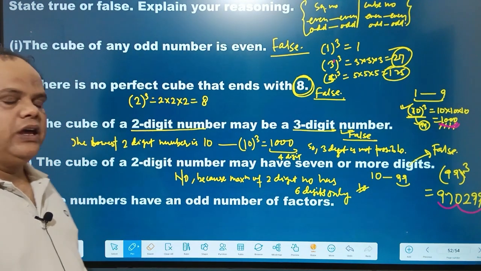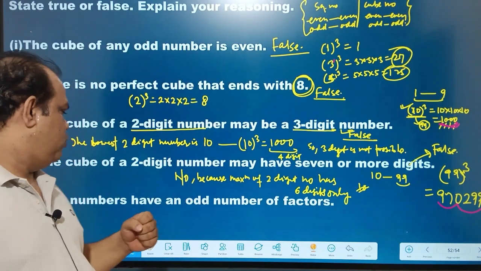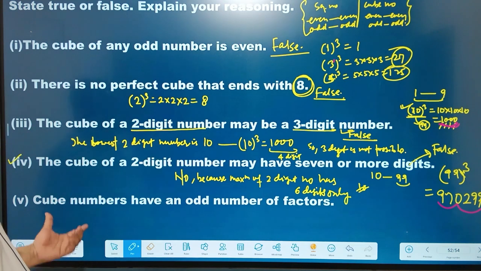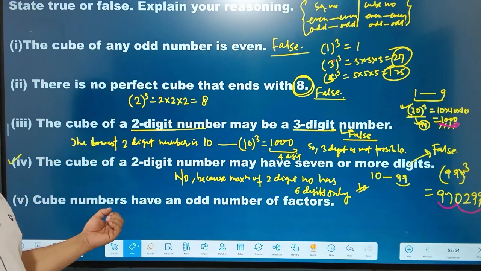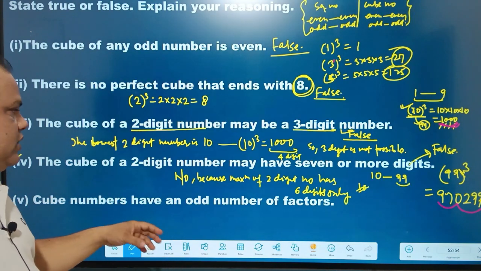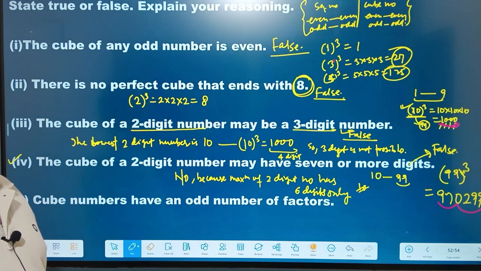अब ये कह रहा है 5th में, cube numbers have an odd number of factors. कि क्यूब नंबर जो होंगे उसका जब प्राइम फैक्टराइजेशन करेंगे वो हमेशा क्या होगा? वो बोलता है odd number of factors होगा. इसमें बहुत क्लियरली नहीं दिया है कि क्यूब नंबर्स का फैक्टर ऑड हो सकता है या नहीं हो सकता, ऐसा नहीं पूछ रहा है. तो ये स्ट्रेट वे आंसर है, cube numbers have an odd number of factors. कि ऑड नंबर ऑफ फैक्टर होता है नहीं.